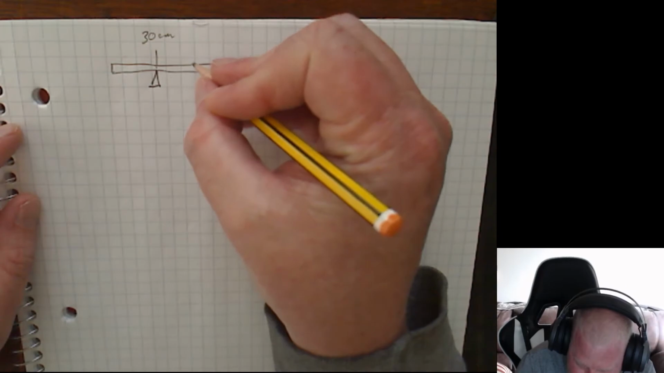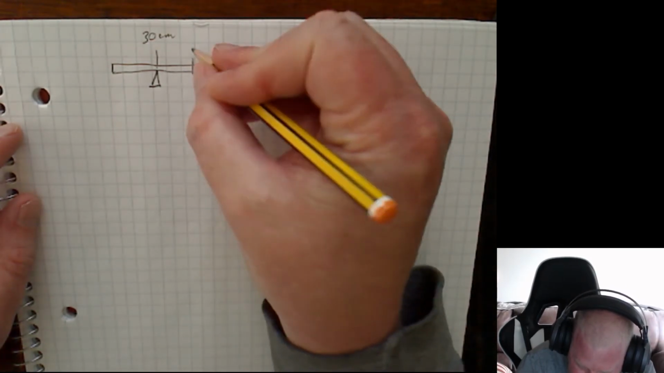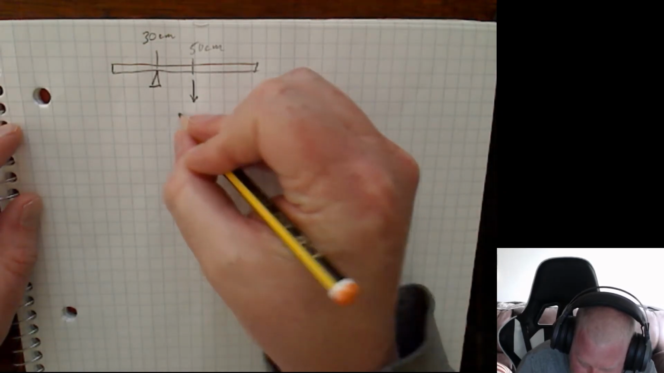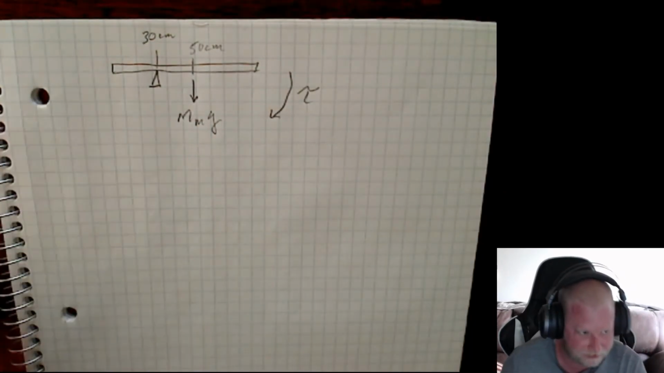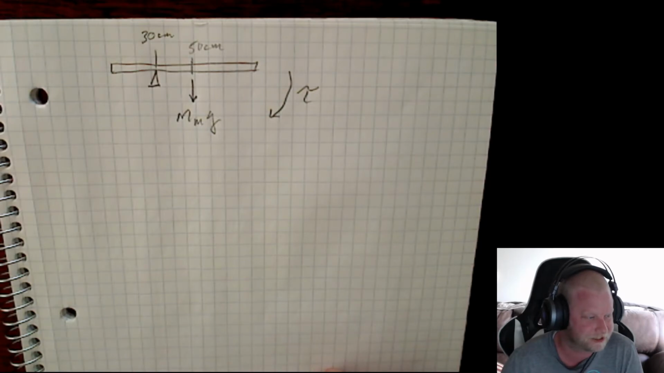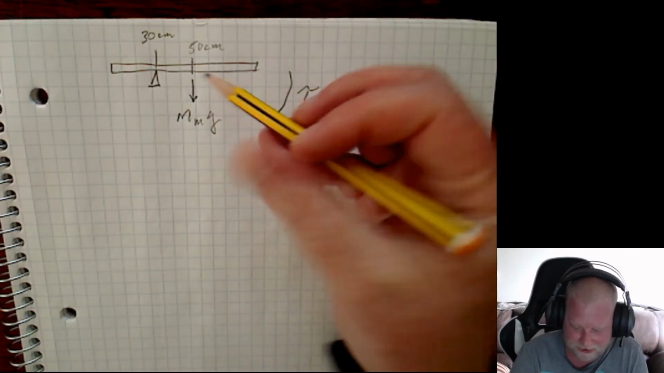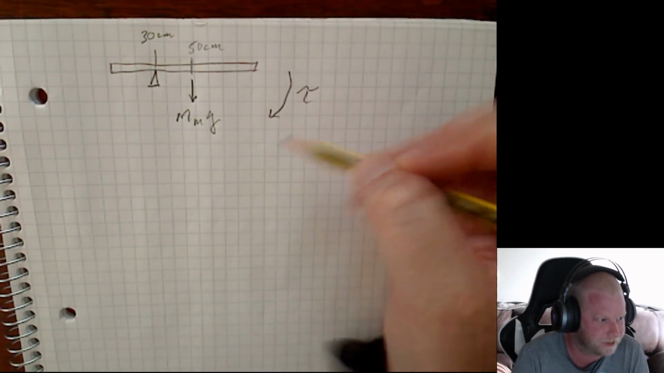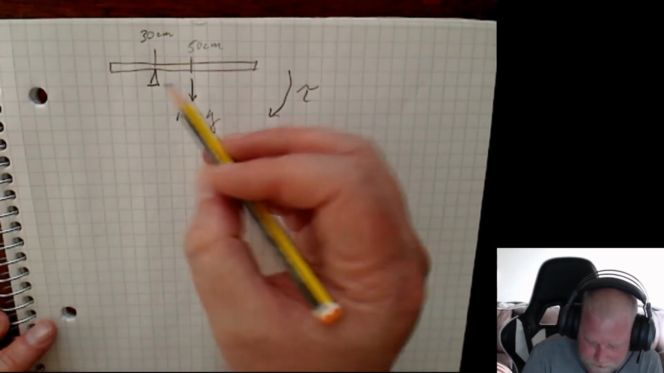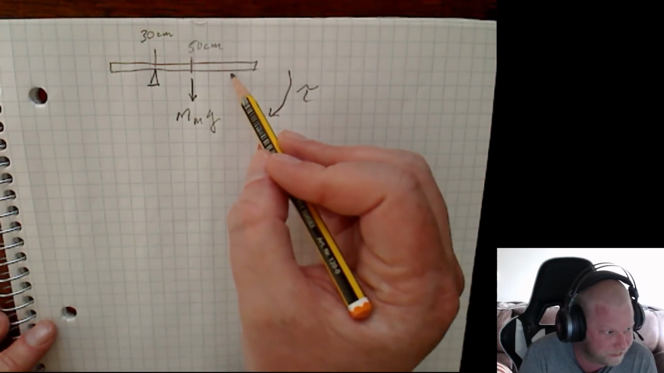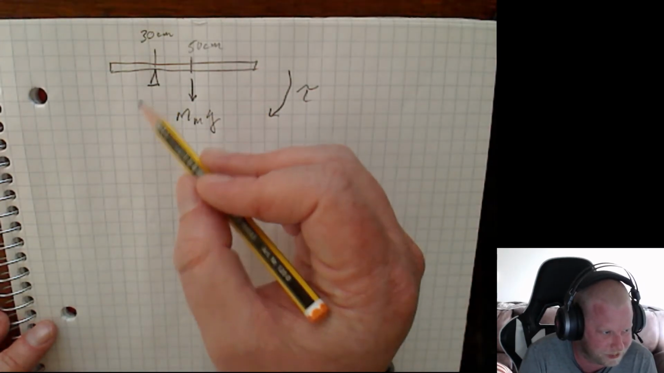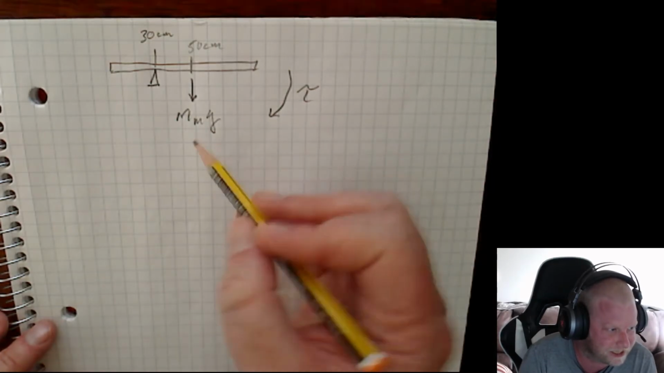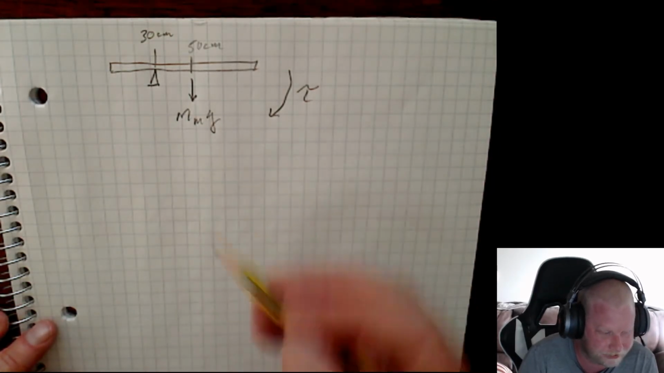Well, it's because at the 50 centimeter mark, so right here, you have the mass of the meter stick times the gravitational acceleration, exerting a force to cause it to rotate. Now, same thing if we move the pivot onto the other side. Your torque would be just counterclockwise instead of clockwise. And again, it would be rotating due to the weight of the meter stick itself.